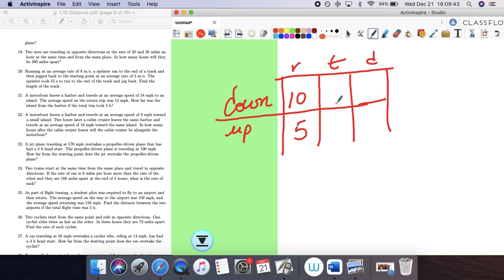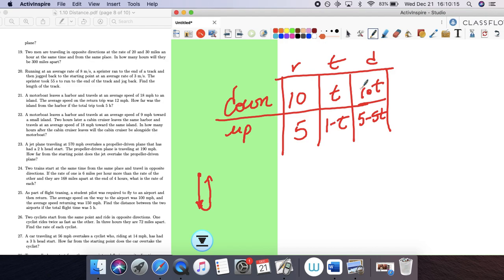How long did it take the campers to canoe downstream? It took total trip 1 hour. So again, here's the campsite. They went downstream, then they turned around and went upstream. This whole trip took an hour. We don't know from the hour how much of it was downstream or how much of it was upstream. So we call this t, and this is going to be 1 minus t. Right? 10t, 5 minus 5t.